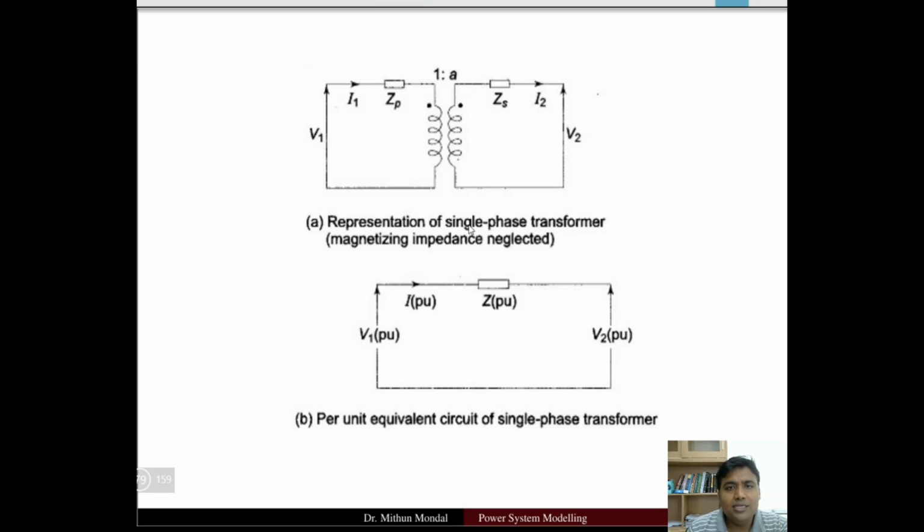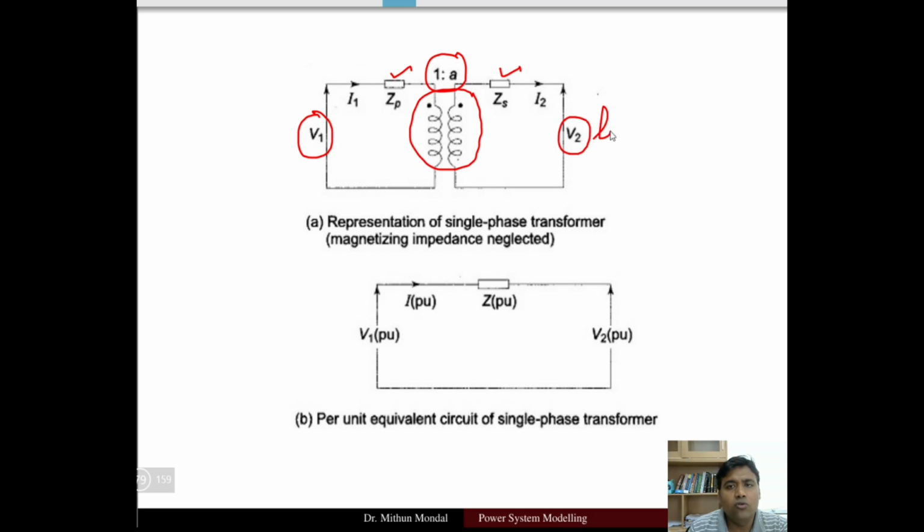So here let us see. This is a single phase transformer whose turns ratio is 1 is to A. ZP is the primary winding impedance and ZS is the secondary winding impedance. V1 is the voltage of the primary winding, V2 is the voltage of the secondary winding or the load voltage. So here we are connecting the load. I1 is the primary current and I2 is the secondary current. So this is a single phase transformer.